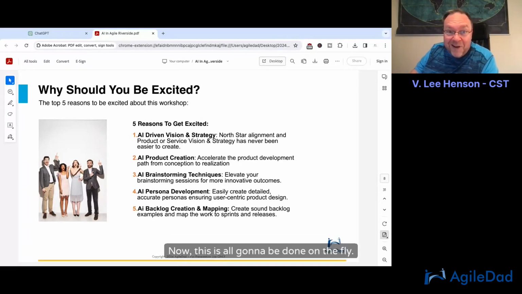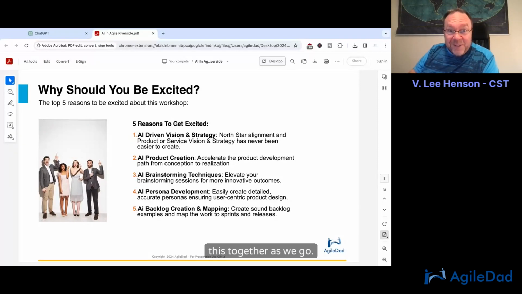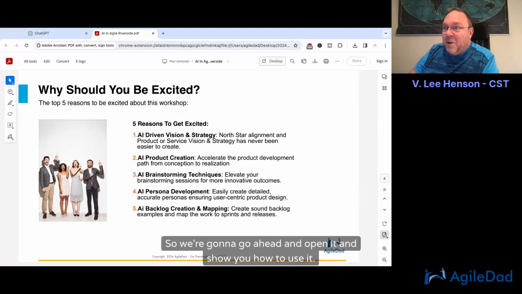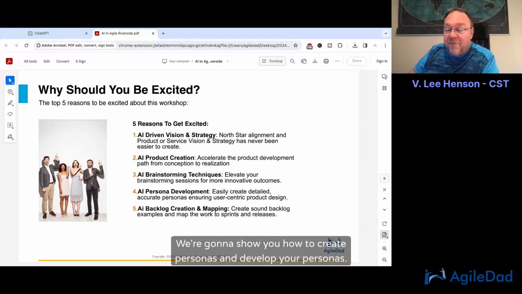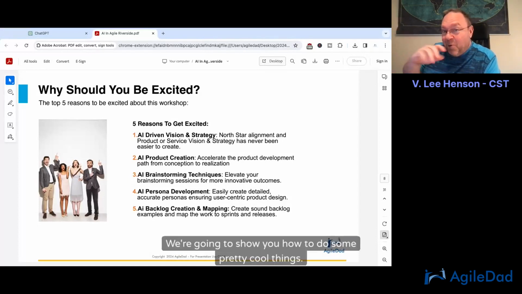Now, this is all going to be done on the fly. So I have a couple of prompts pre-written that I'm going to put in, but we are going to do this together as we go. That's what the other tab is. It's ChatGPT. So we're going to go ahead and open it and show you how to use it. We're going to show you how to create personas and develop your personas. And we're going to show you how to do some pretty creative backlog item creation, mapping, and tooling. We're going to show you how to do some pretty cool things.